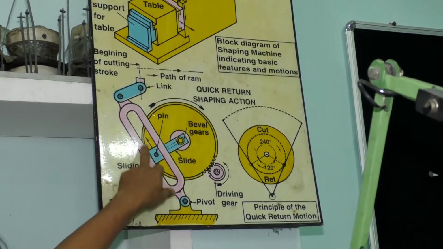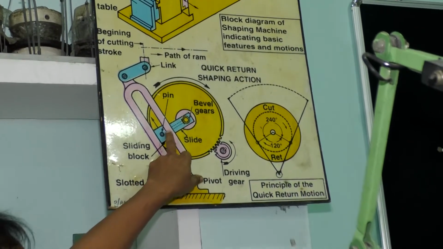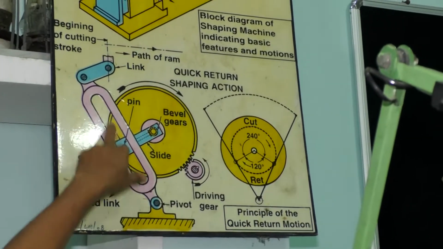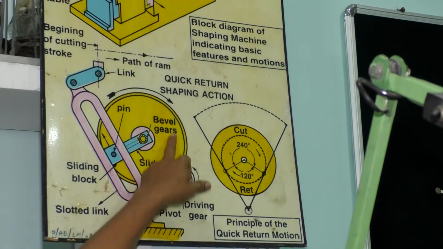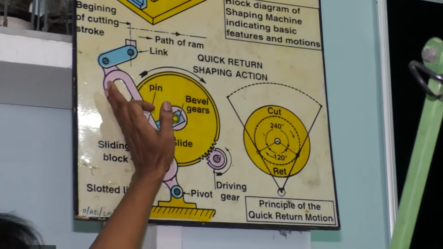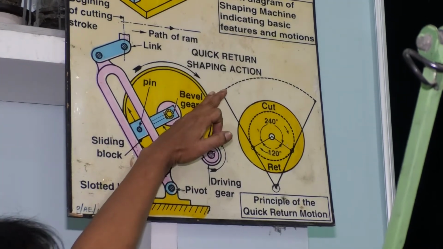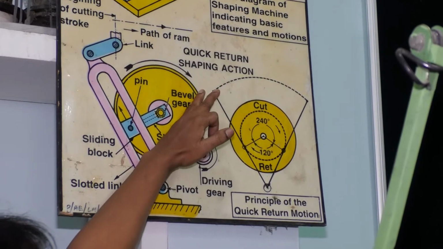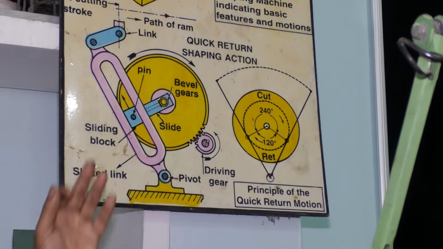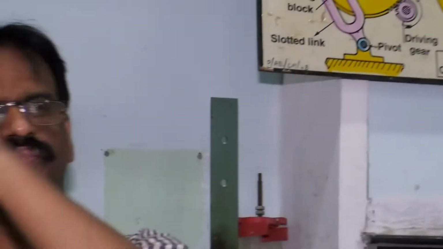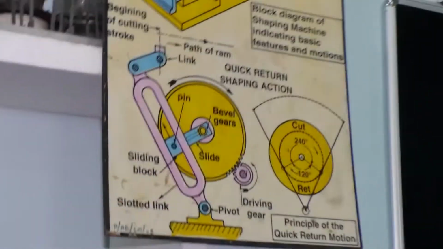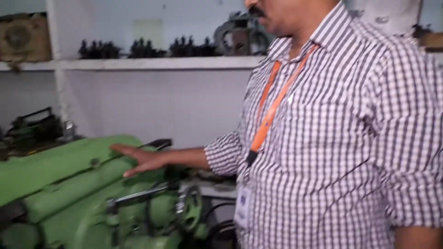In this slot, the block is pinned to the main gear. So this slot moves in upward direction when this gear rotates, and then this link moves in this direction. When it comes to this position, the block comes into downward direction. It means that when the gear rotates, the slotted link moves like this. In this way, rotary motion is converted into reciprocating motion. So this is the reciprocating motion.